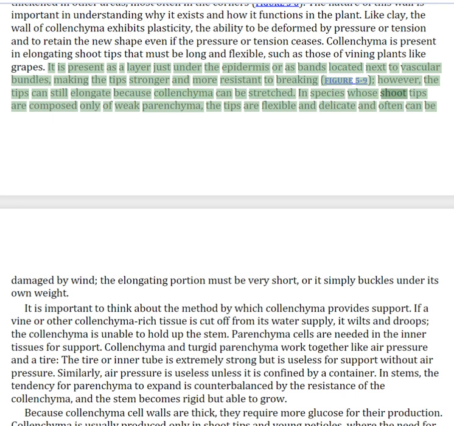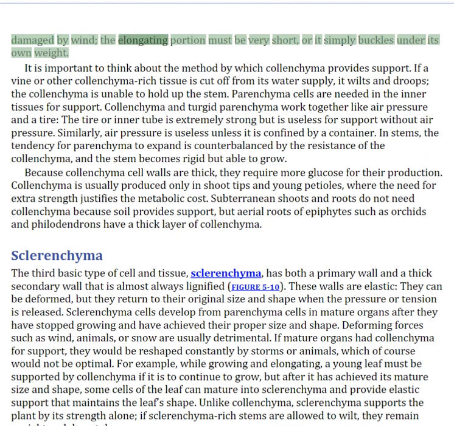In species whose shoot tips are composed only of weak parenchyma, the tips are flexible and delicate and often can be damaged by wind. The elongating portion must be very short, or it simply buckles under its own weight.